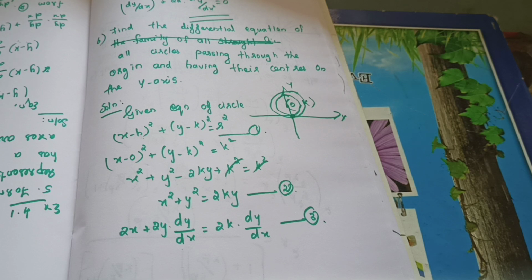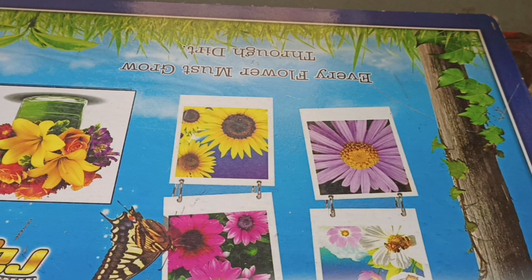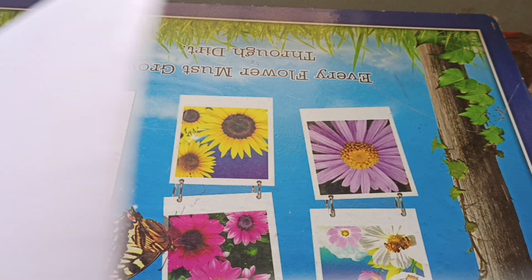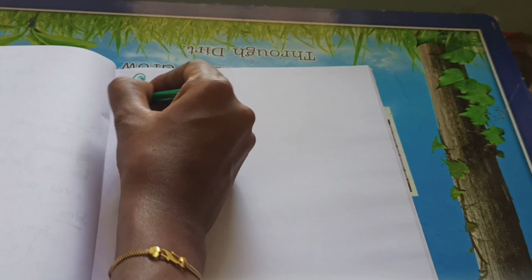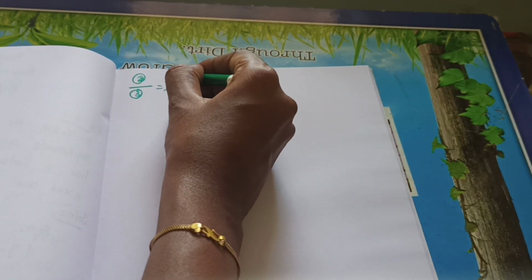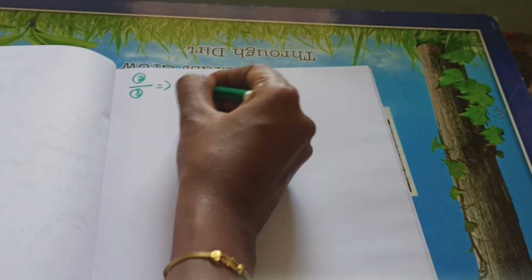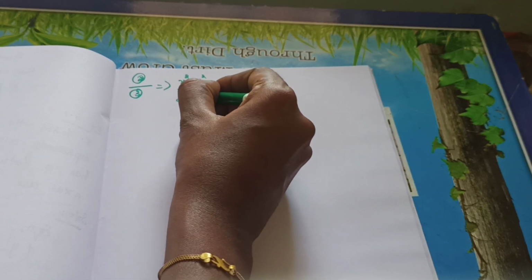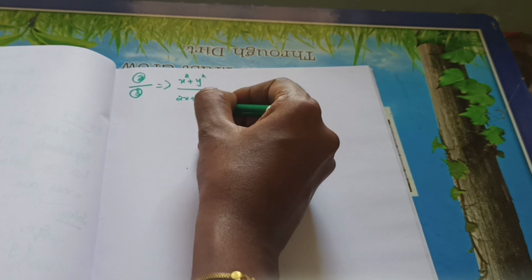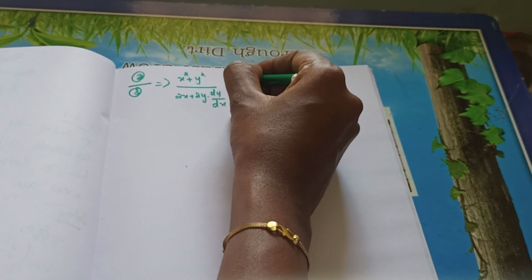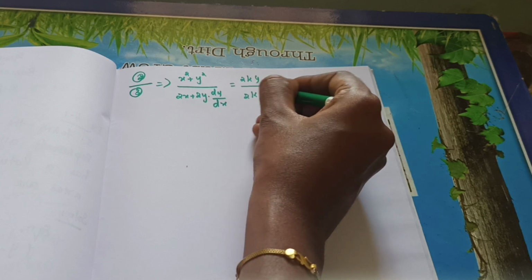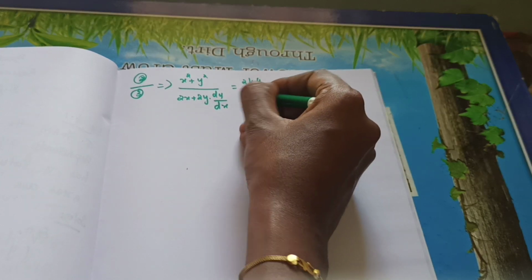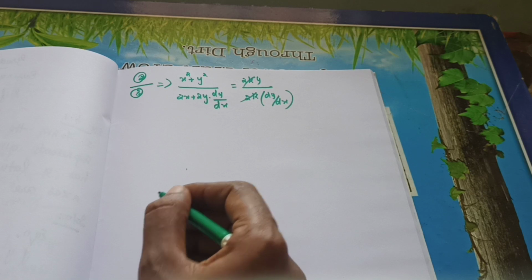Now I need to remove this k. For that, I am going to divide equation number 2 by 3. So we'll divide by 3. That implies (x square plus y square) divided by (2x plus 2y) into dy by dx is equal to 2ky divided by 2k into dy by dx. So 2k gets cancelled. So what's the balance?